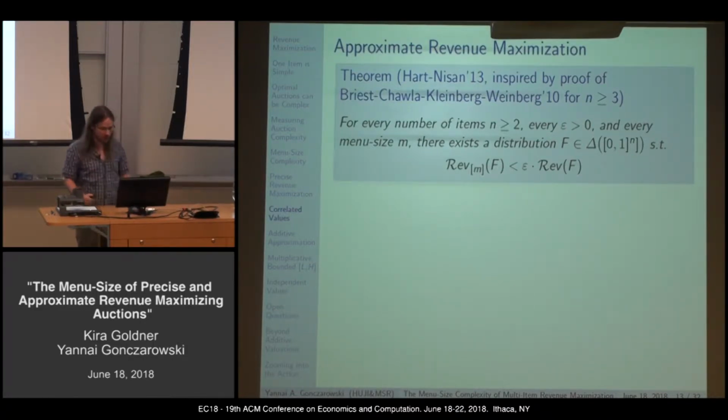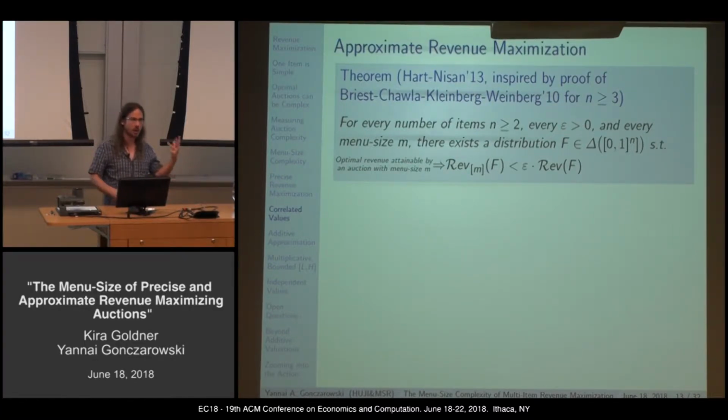So for every number of items, n, at least 2, because we know that one item is easy, and for every epsilon, and every menu size m, there exists a distribution supported on [0,1]. So this is a correlated distribution on n items, each of them in [0,1], such that this is the optimal revenue attainable by an auction with menu size at most m. Go over all auctions with menu size at most m, pick the one that has highest revenue. It gives revenue less than epsilon times the optimal revenue attainable by any truthful auction, regardless of the menu size.